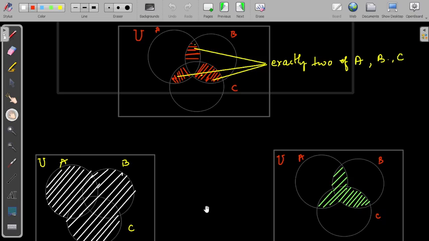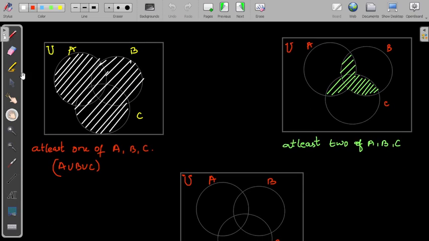Next, suppose the problem asks you to find out at least one of A, B, C. You already know that at least always comes for union. At least one of A, B, C means it can be either A, or A and B, or A, B and C, all the three. It can be in one, or it can be in both, it can be in all the three. So this entire region represents at least one of A, B, C, and that is nothing but A union B union C.